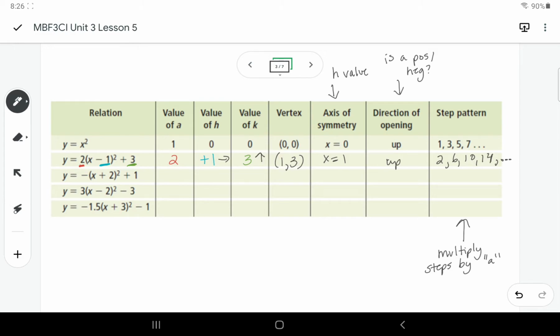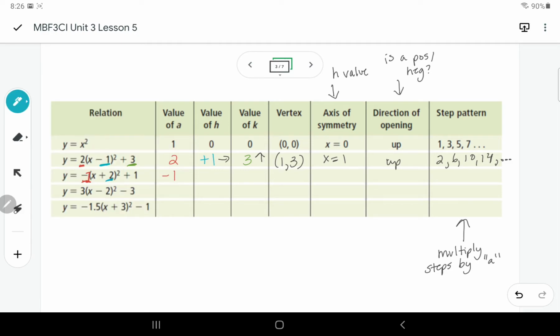And then we'll go on to the next one. So remember, the A is the number out front. Now, if there's no number there, I just see a negative sign, but we know that the number out front multiplying something, if there's no number listed, is a 1. So this number here for A is -1.